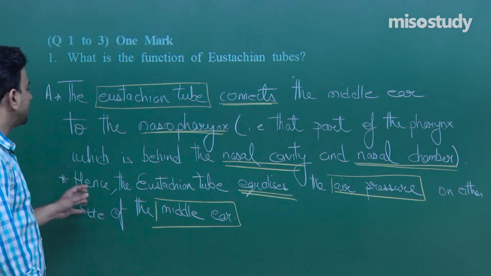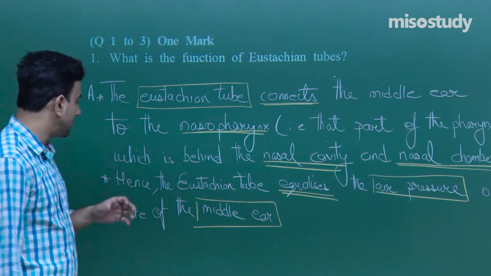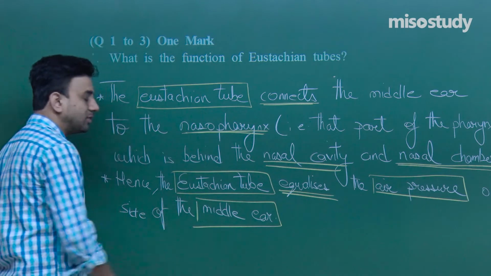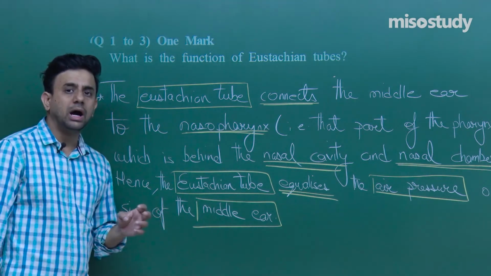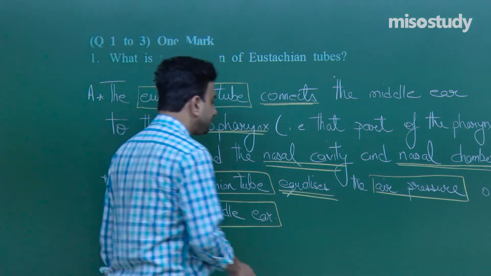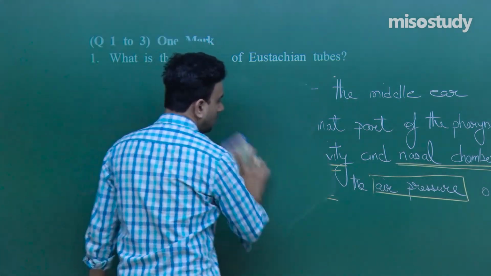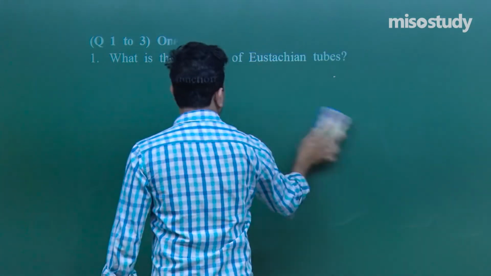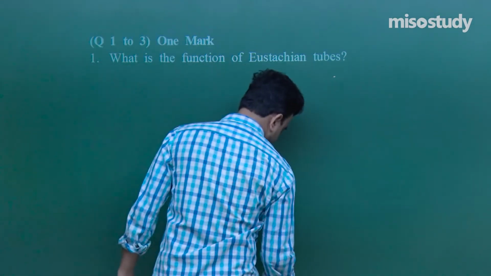The eustachian tube connects the middle ear to the nasopharynx, that is that part of the pharynx which is behind the nasal cavity and the nasal chamber. Hence the eustachian tube equalizes the air pressure on either side of the middle ear. This is very important, you should know what the eustachian tube is, what it connects, and what its function is. With this, we move on to the next question.